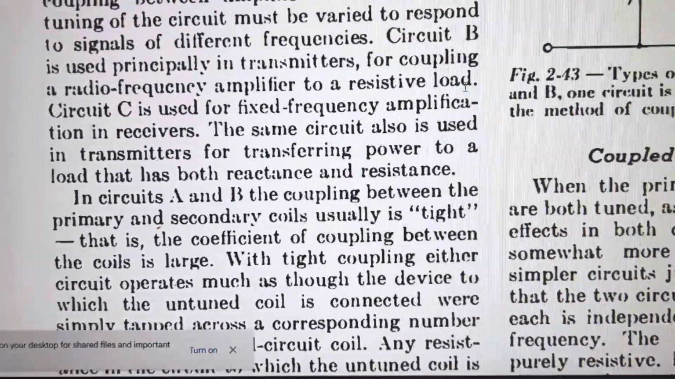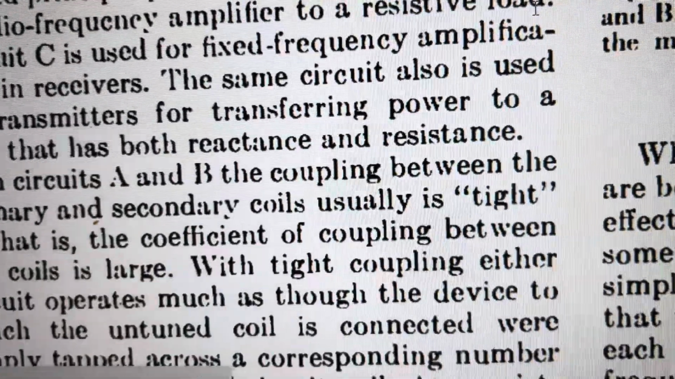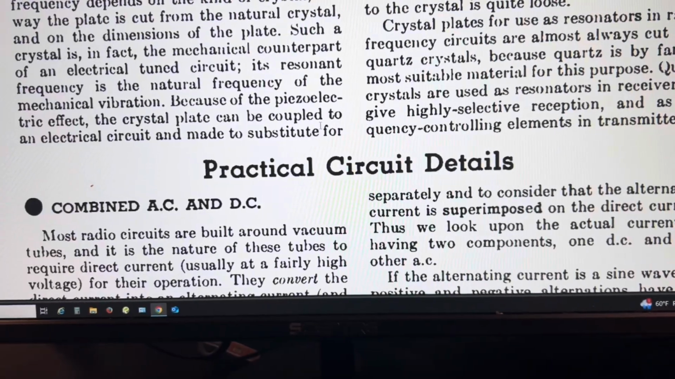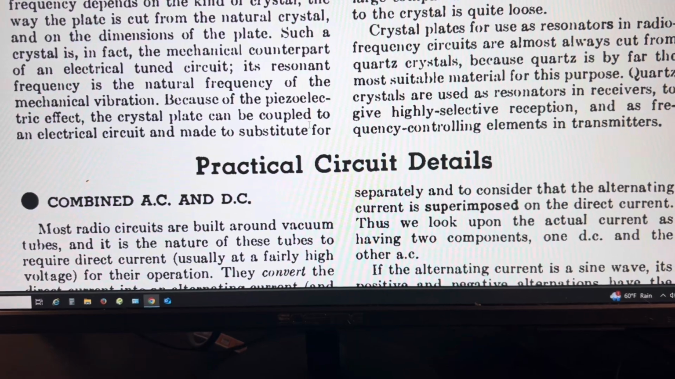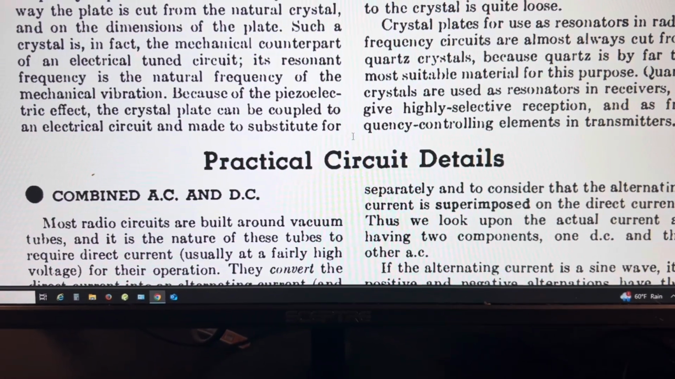So again, I'm skipping over too much stuff. I need to understand reactance and resistance to be able to move forward. So bear with me, folks. I'm just cruising through this. I don't even know what I'm reading. I need to slow down. I'm just trying to show you what's in the book here. But we're getting towards the end of chapter 2, practical circuit details.